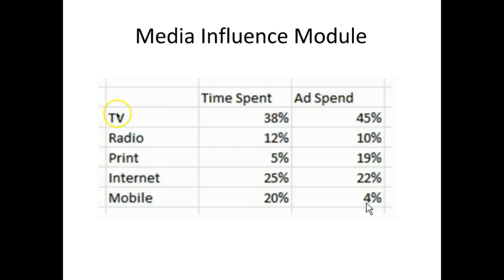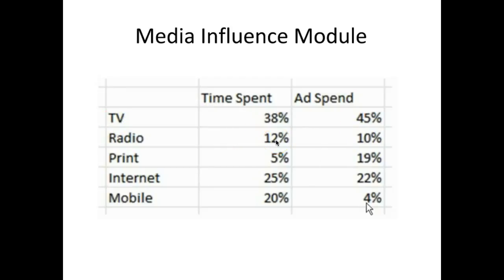This shows all the media that people can consume. Here's the amount of time people in our demographic are spending, and the percentage of their time they're spending on each of these. And here's what our advertising spend looks like, the dollars in terms of percentages. Out of our total budget, here's what we're spending on each of these. So we're spending 45% of our budget on television, but only 38% of people's time is spent on TV.